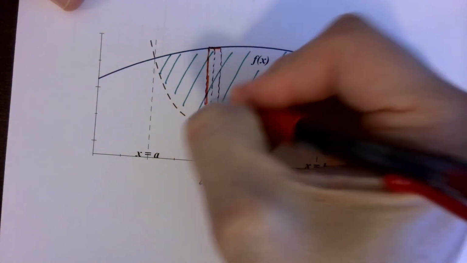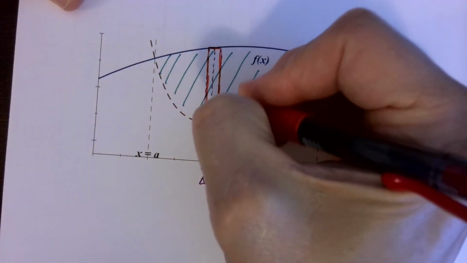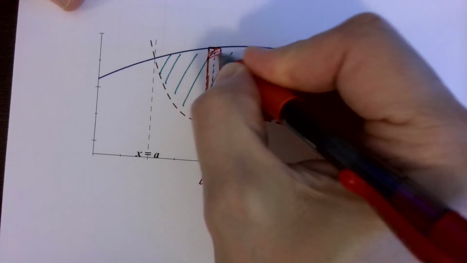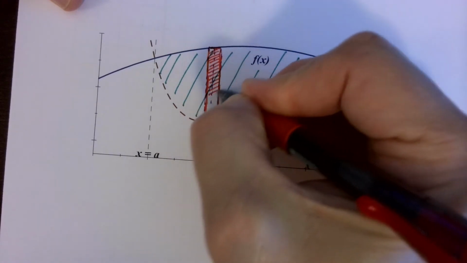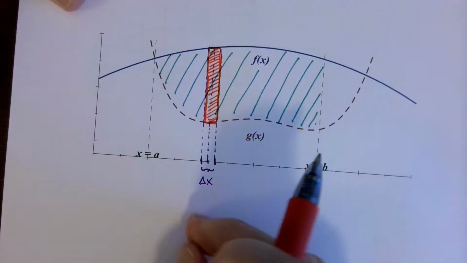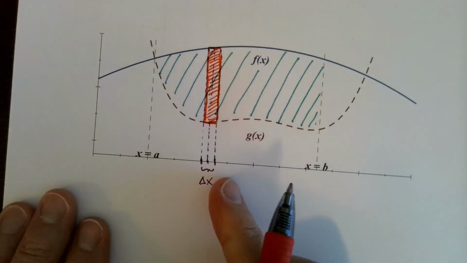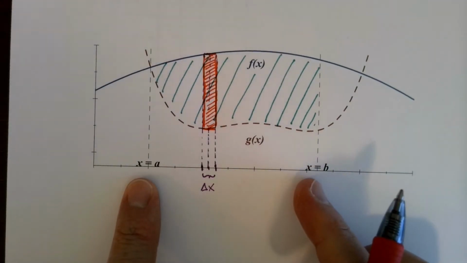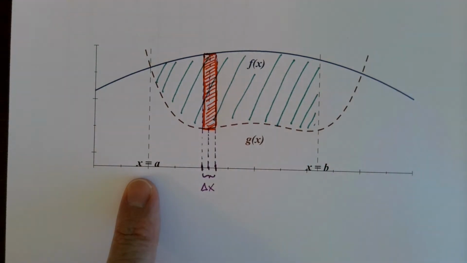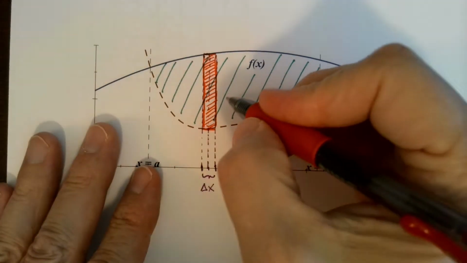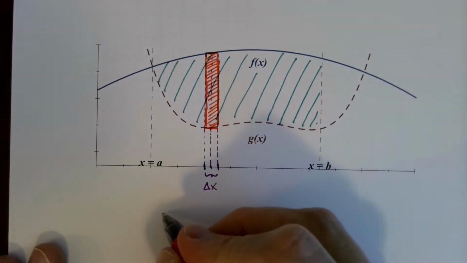Then this red rectangle is approximating the area for this little thin strip delta x, right? And we'll have n equally spaced strips, and so for each strip we'll have a corresponding red rectangle. And so how would this look when we were approximating?